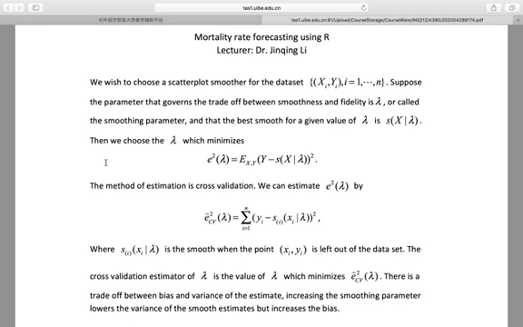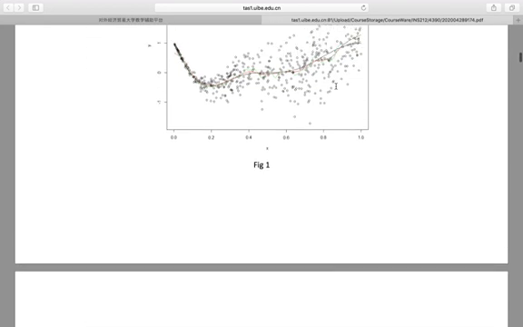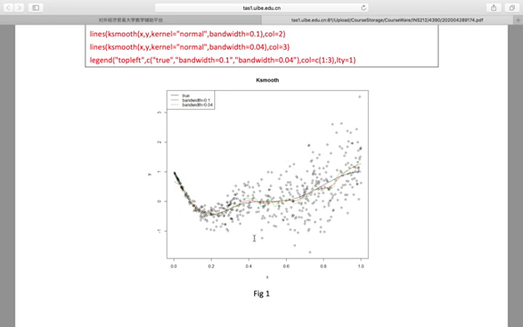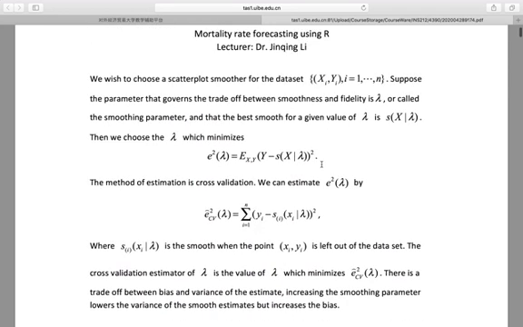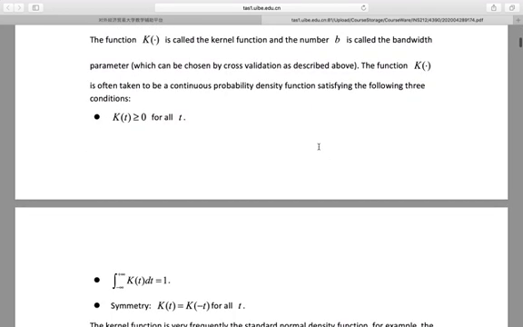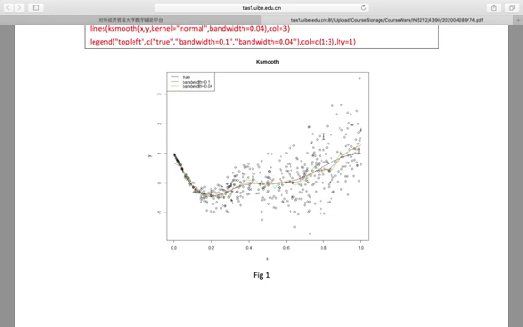Now we consider a scatter plot smoother for a dataset (xi, yi), i from 1 until n. This is the dot point. For example, in the graph, x is the x-axis and y is the value for the y-axis, and the dataset (xi, yi) are represented by the circle points.